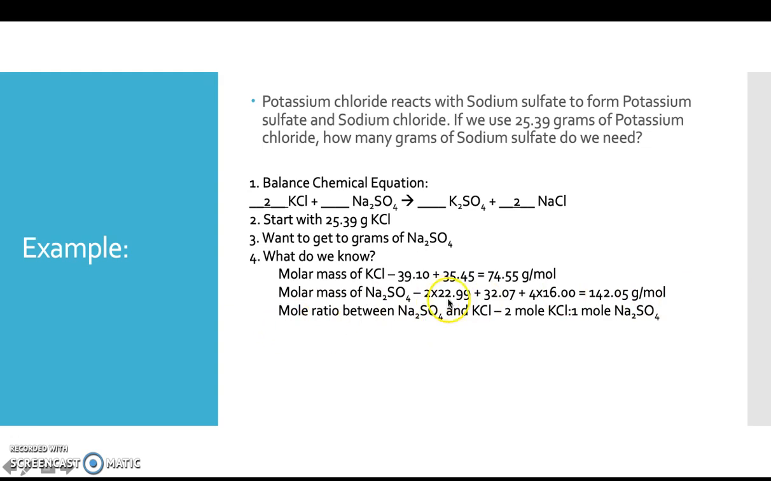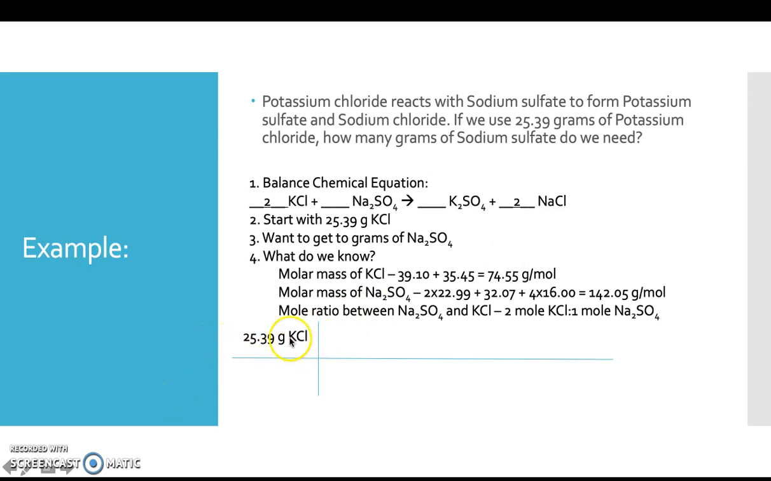Then we need the mole ratio between our two things, so between Na2SO4 and KCl. And our ratio is that for every 2 moles of KCl, we need 1 mole of Na2SO4. Okay, and we got those numbers from the coefficients up here, 2 KCl, 1 Na2SO4. Once we've identified what we need, where we're starting, where we're going, and we've balanced our reaction, we can set up our dimensional analysis.